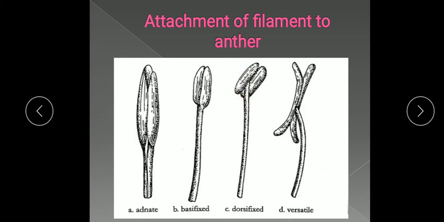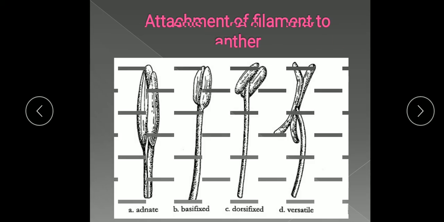Then the versatile is there. In versatile you will see this is the anther and this is the filament. So the filament is attached to the back of the anther at one point only. So here the anther can swing freely, found basically in wind pollinated flowers, like in grasses. So these are the four conditions we have studied, the attachment of the filaments to the anther.